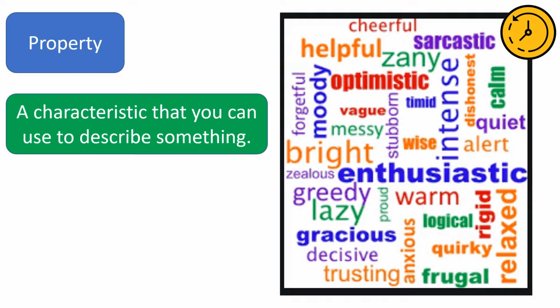That word in this context means a characteristic that you can use to describe something. So you can maybe use one of these words here to describe a friend. You might say they're cheerful or helpful or quiet, and that would describe their character. When it comes to the properties of metals and non-metals, you're just using words to describe what they're like so you can identify them. Something like shiny or solid.